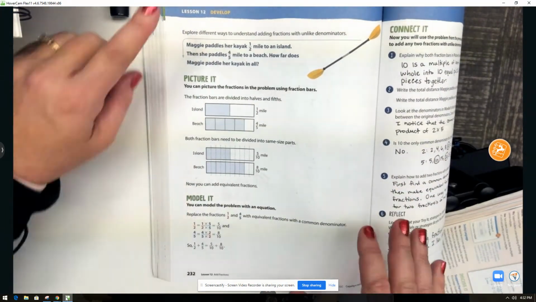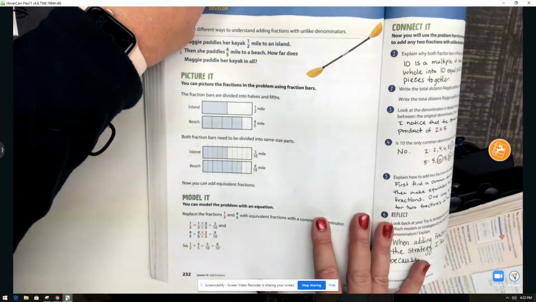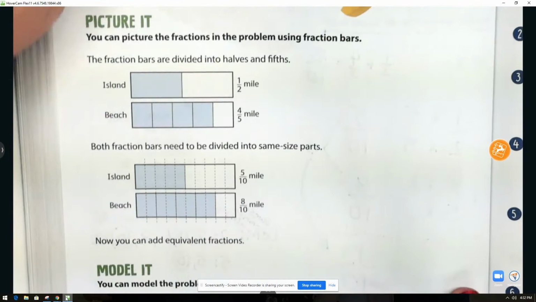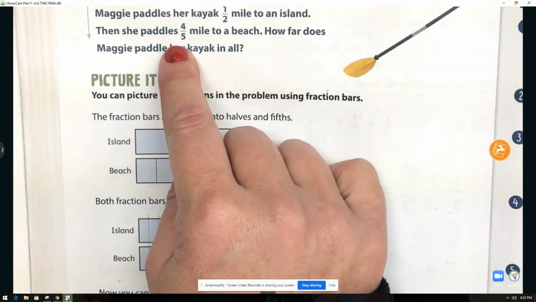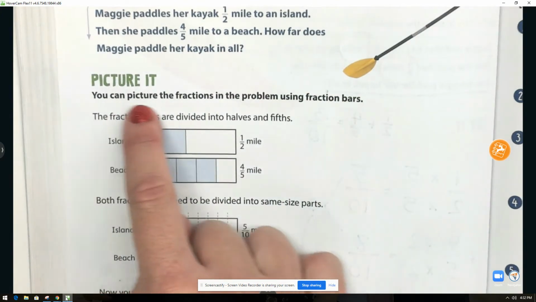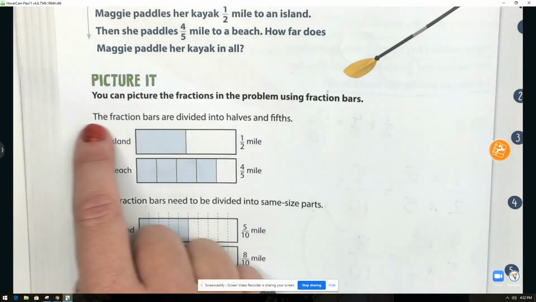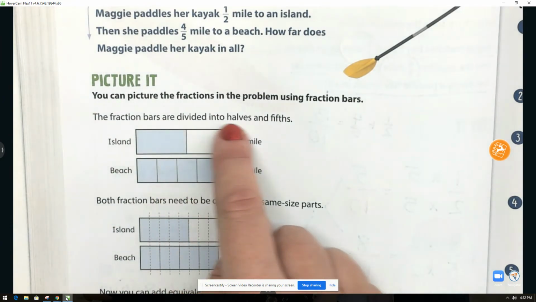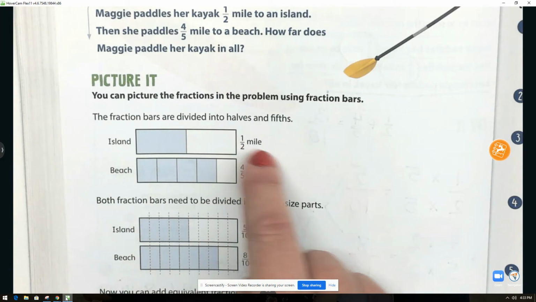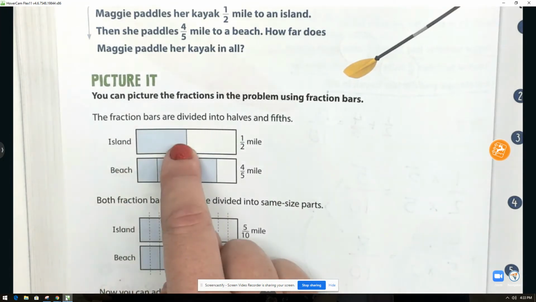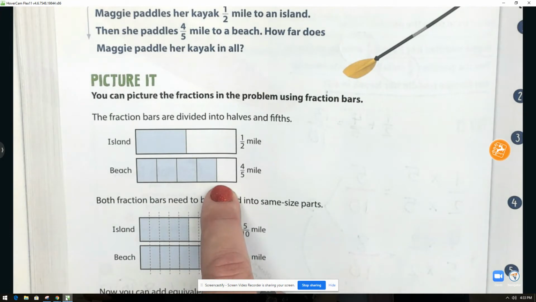On page 232, we actually see two different methods of how we can add the fractions 1/2 and 4/5. So you can picture the fractions in the problem using fraction bars. The fraction bars are divided into halves and fifths. So the island is 1/2 of a mile. That's how far she biked to the island. And then she biked 4/5 of a mile to the beach.